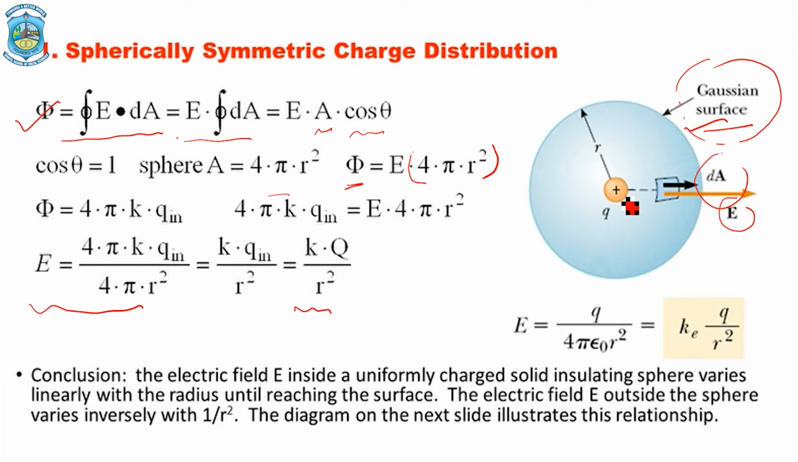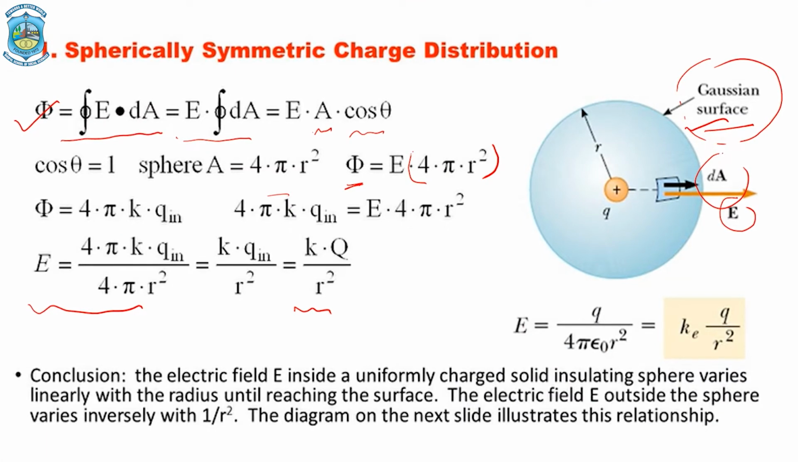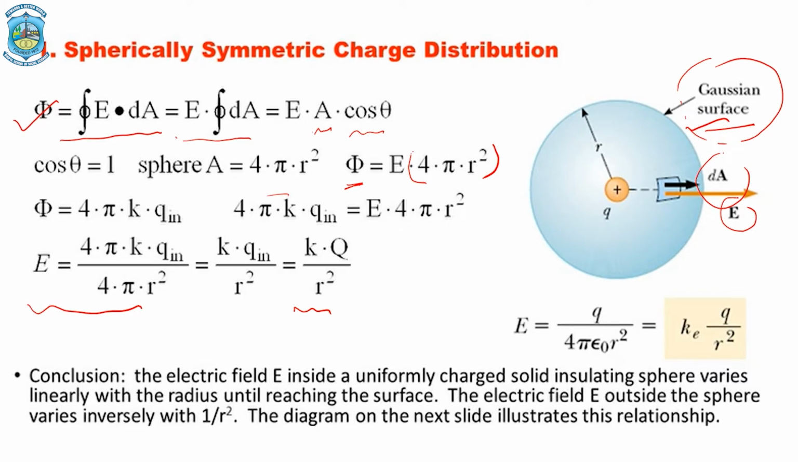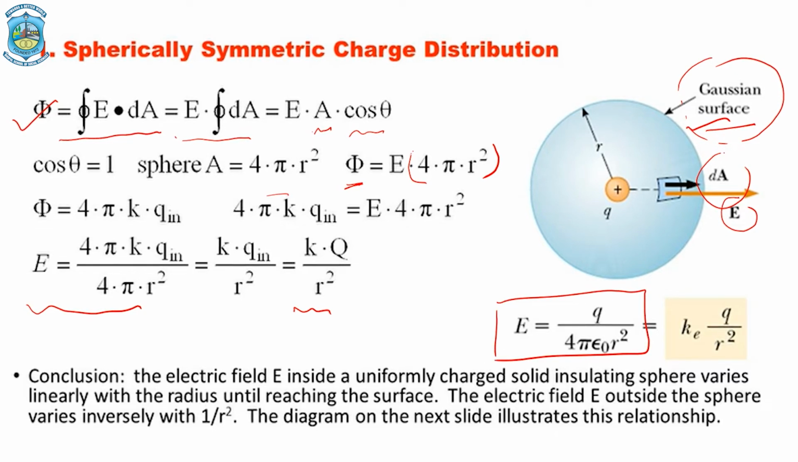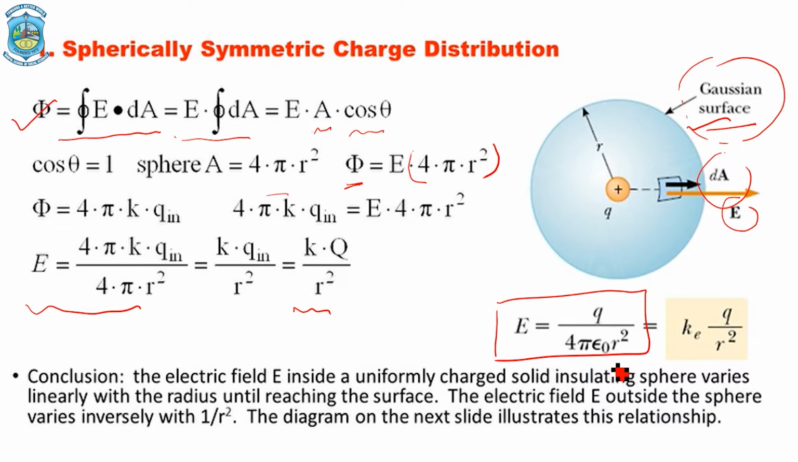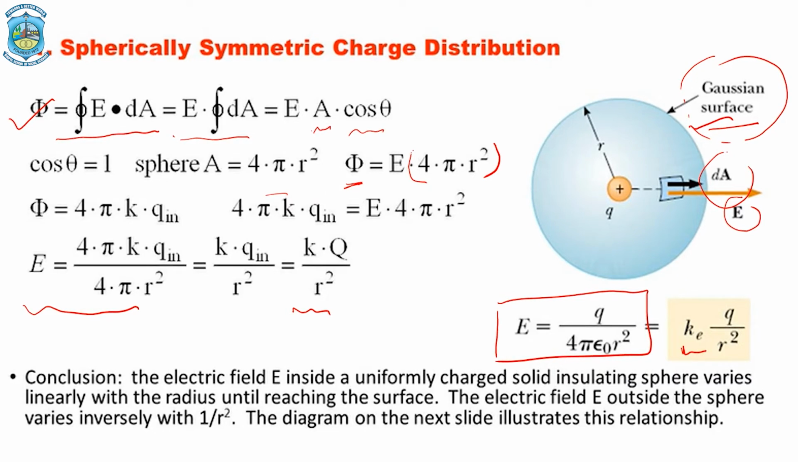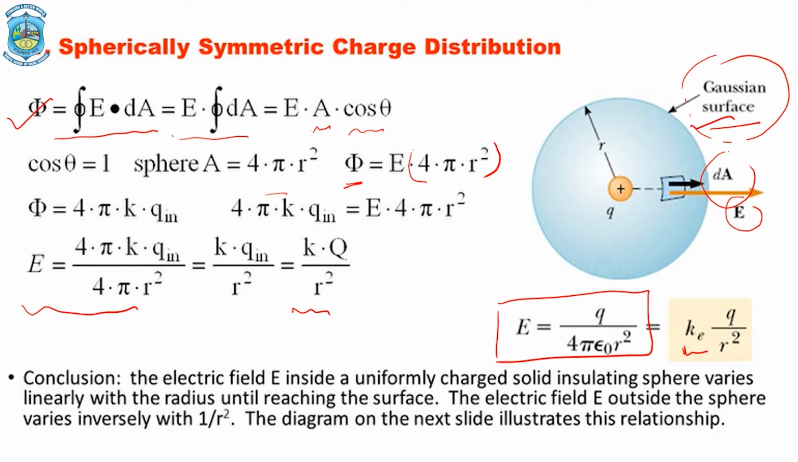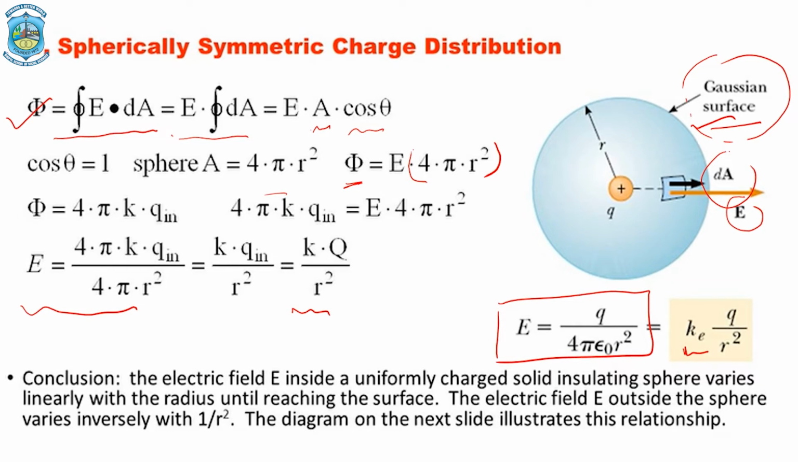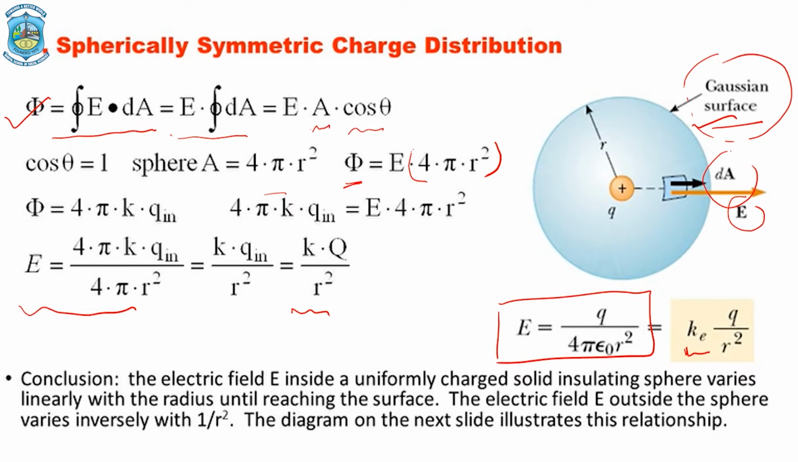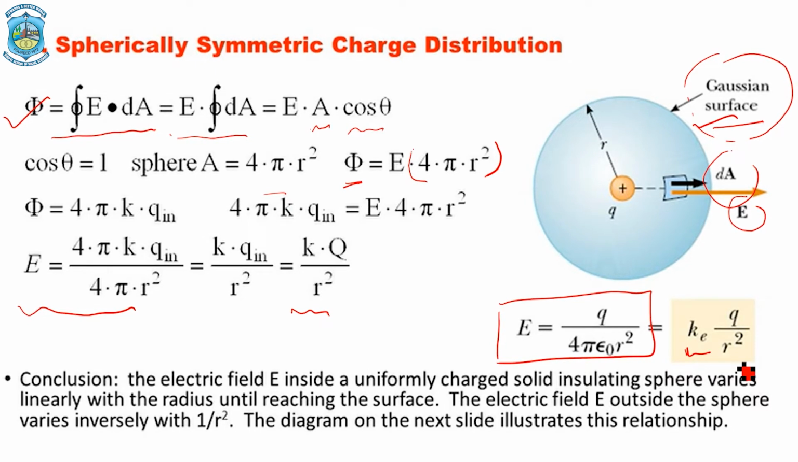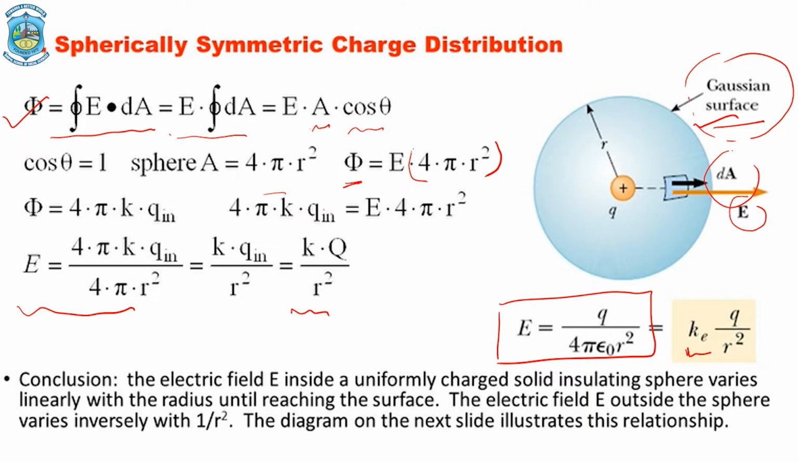due to this point charge at a certain distance on the Gaussian surface, and that comes out to be E equals Q upon 4 pi epsilon naught r squared, and 1 upon 4 pi epsilon naught can be replaced by a constant K. From this expression we can conclude that the electric field due to a point charge varies inversely as the square of the distance of the point of observation from the charge.